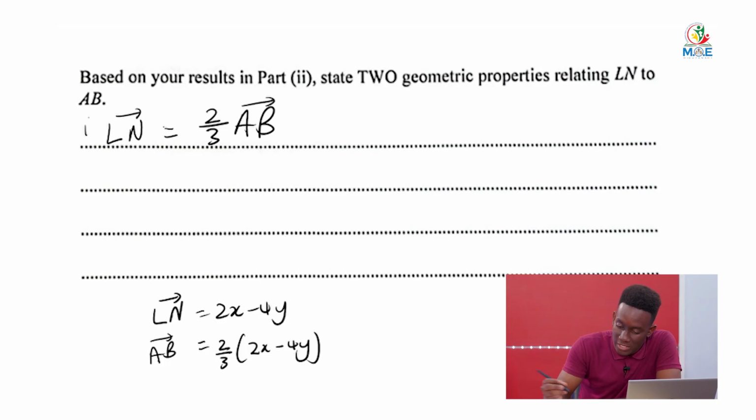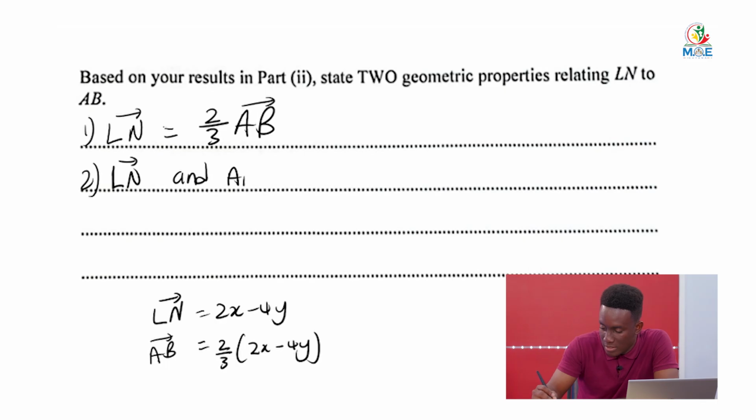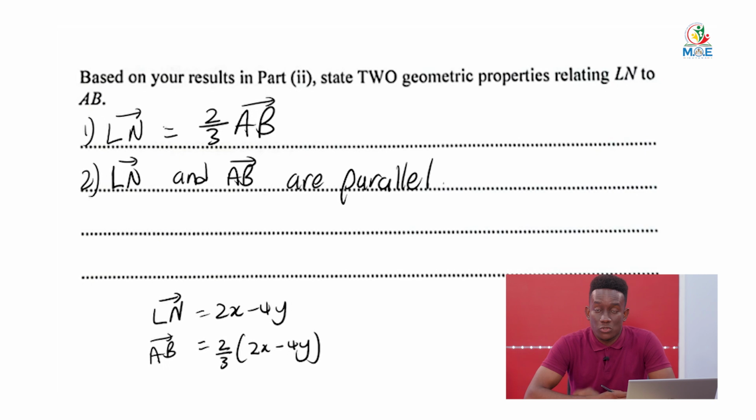And we can also say LM and AB are parallel. So those are the 2 geometric properties we can say. We can say that LM is 2 over 3 times AB, and then we can also say that LM and AB are parallel.